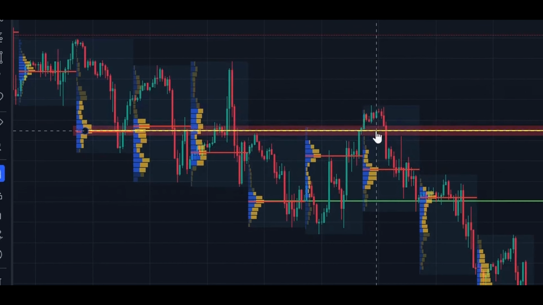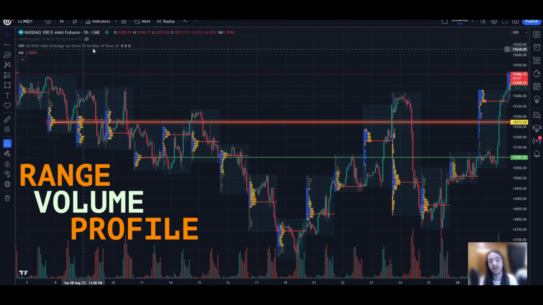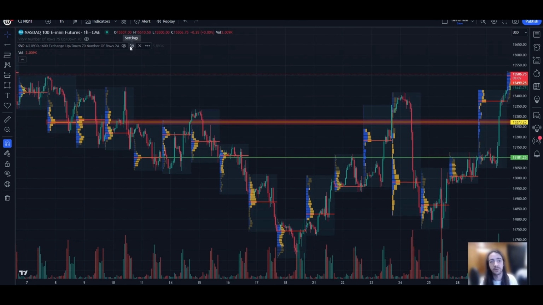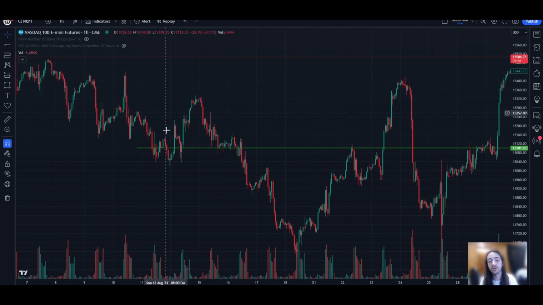So again, it's all about finding these key levels with the volume profile, whether you're using session volume profile or the range volume profile. So let's go into the range volume profile. Let's hide that. Let's delete these, because I do like the range volume profile a little more because it gives more of an overall look on how we're trading in the volume profile itself.